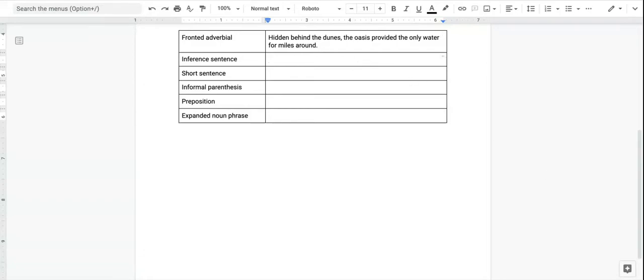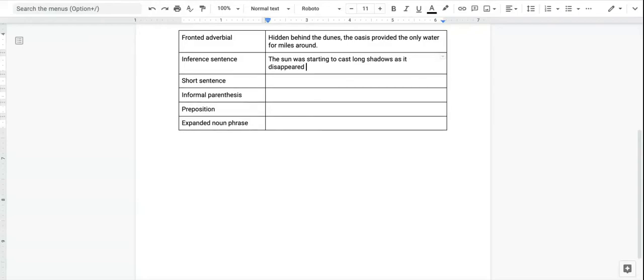Now for an inference sentence, that's a sentence where you want to show your reader what is happening rather than telling them. I want to talk about the sun setting, but I don't want to just say the sun was setting. So instead, I'm going to say the sun was starting to cast long shadows as it disappeared behind the horizon. So there, my reader can clearly tell that the sun is setting, but I haven't specifically told them that.